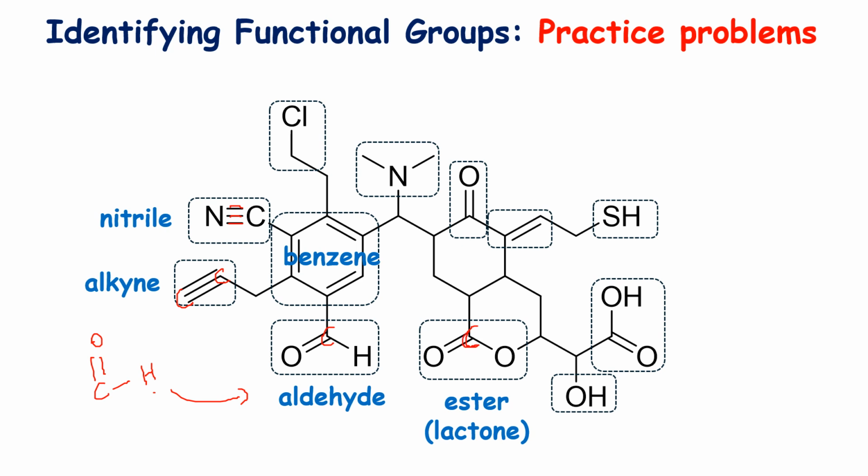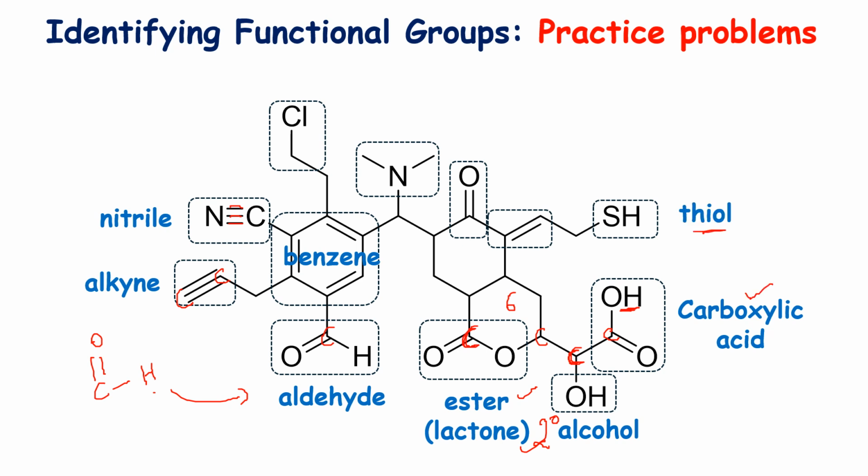Next, there is a carbonyl group and this carbonyl group is attached to oxygen. So yes, it's an ester, but the ester is a part of 6-membered ring. So we can also say it's a lactone. Next is OH. OH is alcohol, but carbon holding the OH is attached to 2 carbon. So this is an example of secondary alcohol. Carbonyl group next to OH is carboxylic acid.